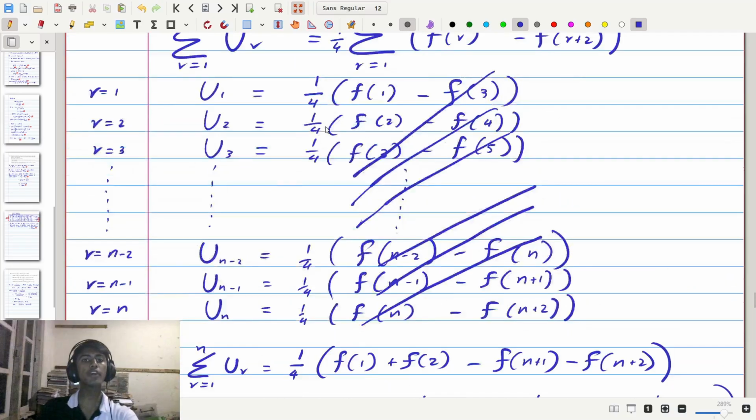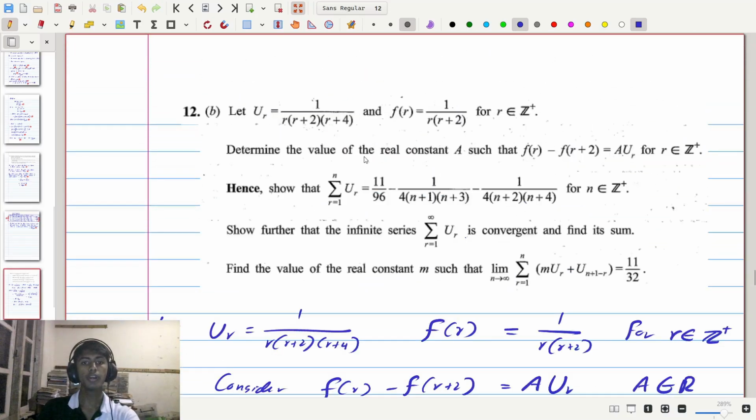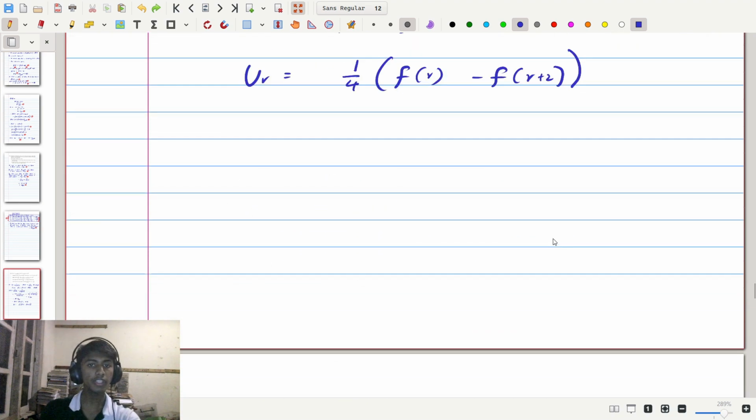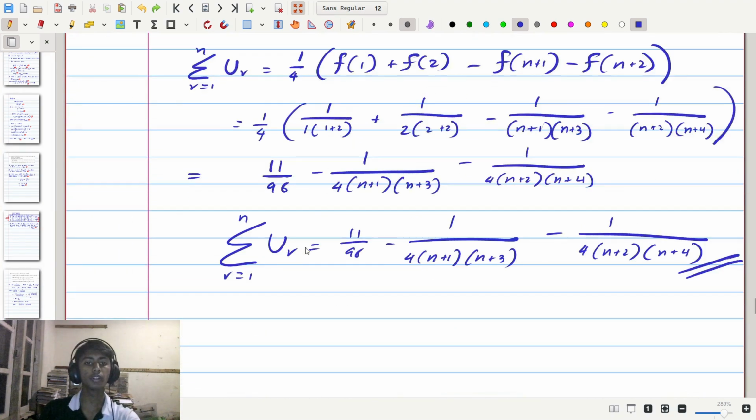Now, moving on from that, the next thing they asked us to do is to show further that the infinite series from r equals 1 up to infinity of u of r is convergent and to find its sum. Since we already have an expression for the value of the sum from r equals 1 up to n, all we need to do in order to find the infinite sum is to simply take the limit of this expression as n approaches infinity.